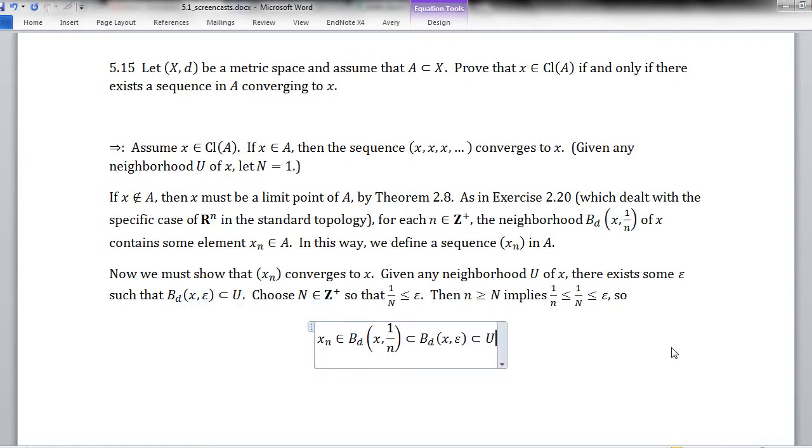Well, we've done it. We have found capital N such that starting at that term in the sequence, every term is contained in this neighborhood U of x. Therefore, the sequence x_n converges to x. All right, so that finishes the forward direction. Now we have to prove the backward direction.